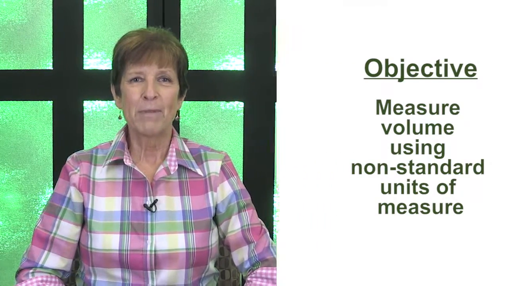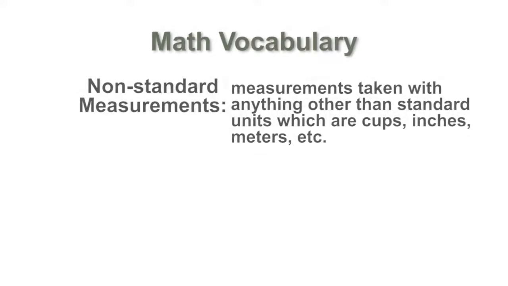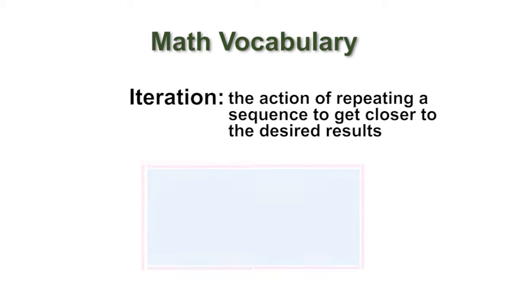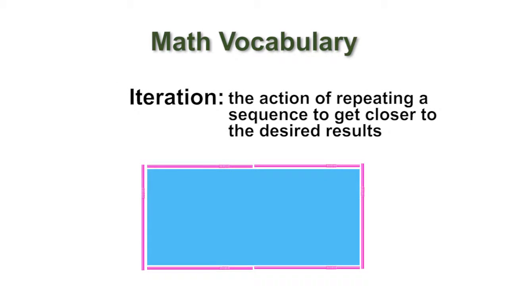Let's look at some vocabulary. Non-standard measurements are measurements taken with anything other than standard units, which are cups, inches, meters, etc. Iteration is the action of repeating a sequence to get closer to the desired results.